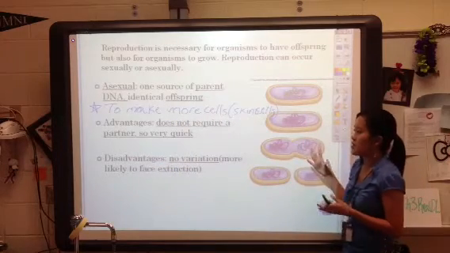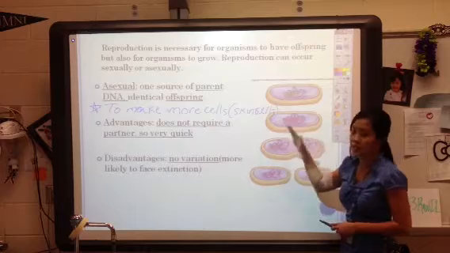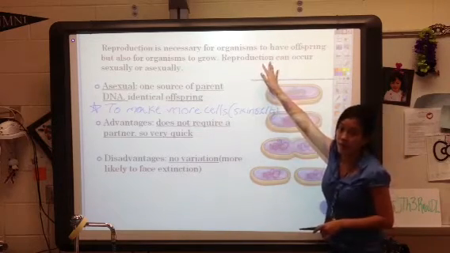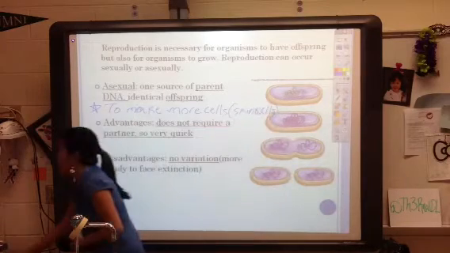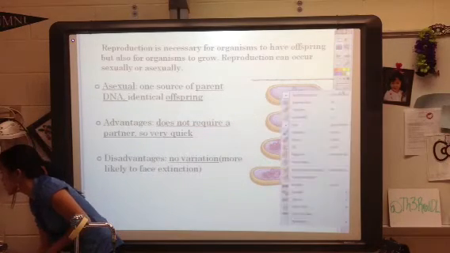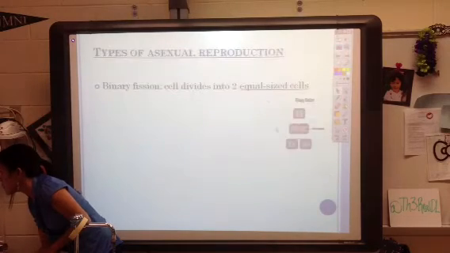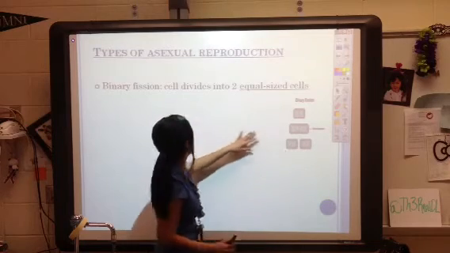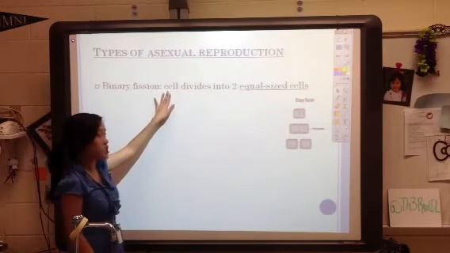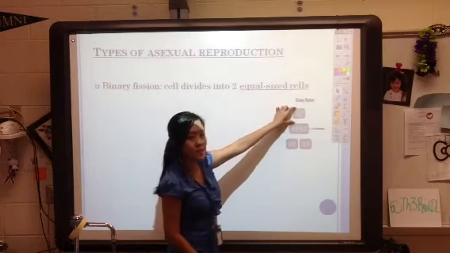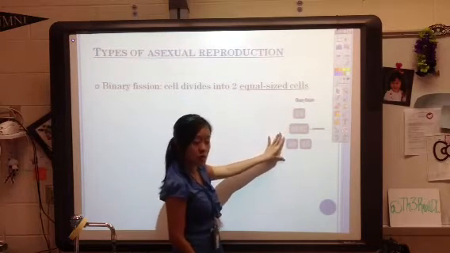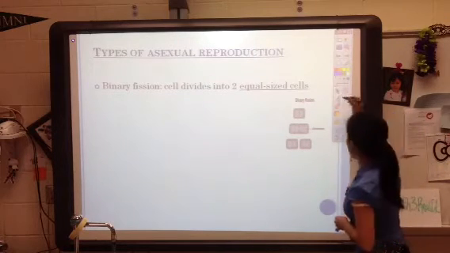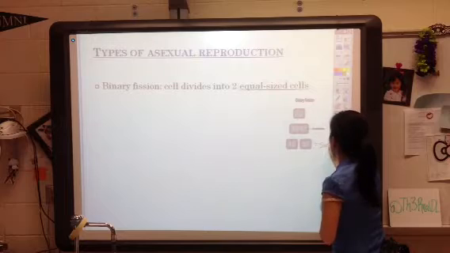And what we're going to focus on is the different types of asexual reproduction in order to actually make more organisms. When we talk about the different types of asexual reproduction, here we're actually talking about how do we make more of a new organism. So this can happen through binary fission. Binary fission is when you have one cell and it divides into two equal cells. Okay? And these cells are actually exactly the same.